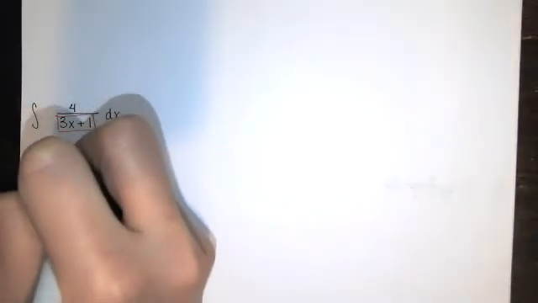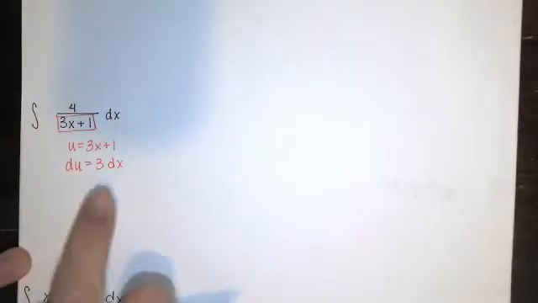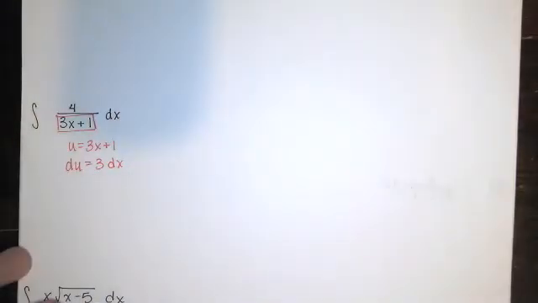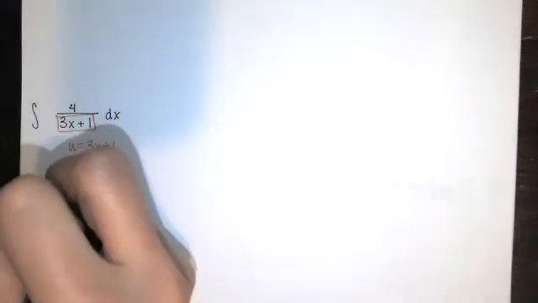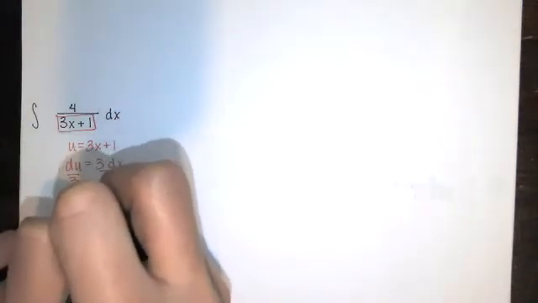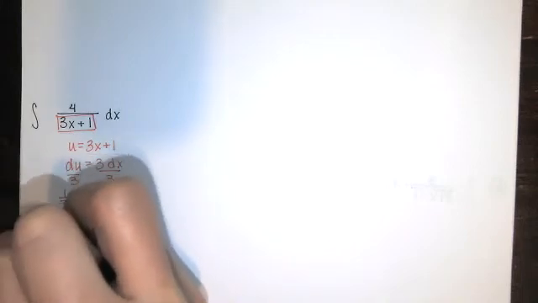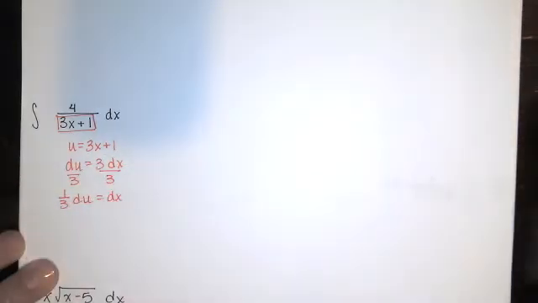Then du is 3 dx. I don't have a 3, I have a 4. So I think I'll just substitute the dx instead. I'll divide both sides by 3 to get dx by itself. I've got 1/3 du equals dx.